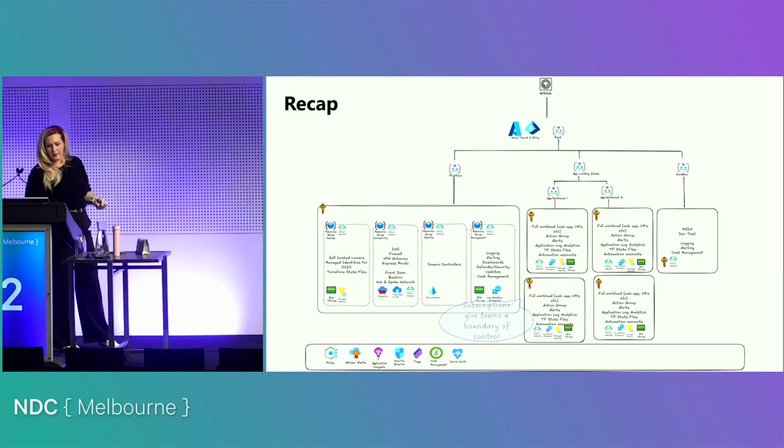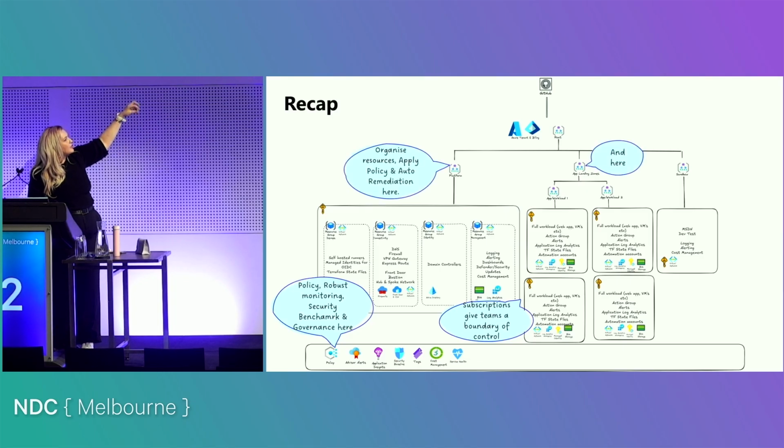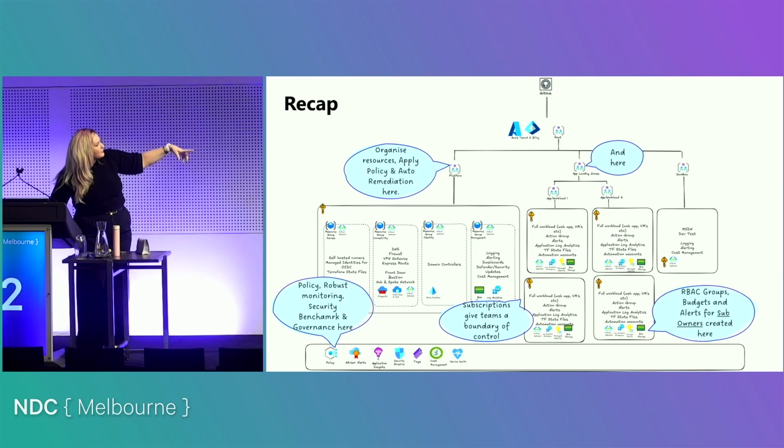So to recap, we have subscriptions that give teams a boundary of control so they have some freedom to do what they need, but there are guardrails that filter down from the top. We have policy, we have robust monitoring, security, benchmarks, and governance at that governance layer that applies to everything. We have resources organized, and policy and auto remediation at that management group level, both of them. And then we have subscriptions, RBAC groups down the bottom here to set alerts.